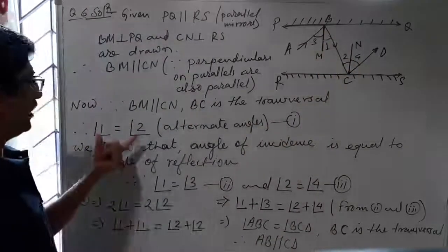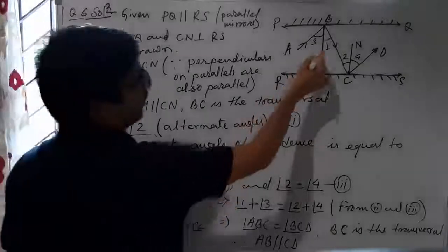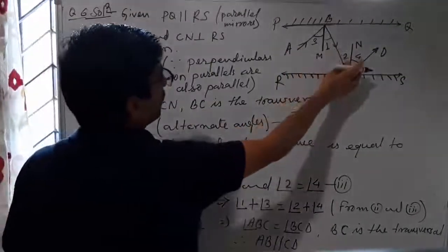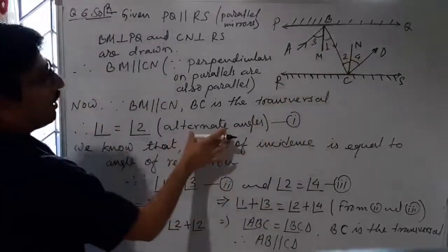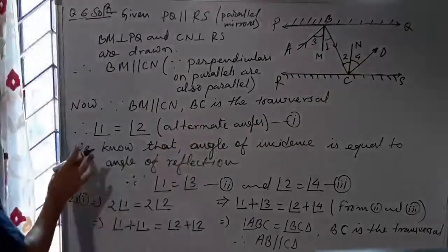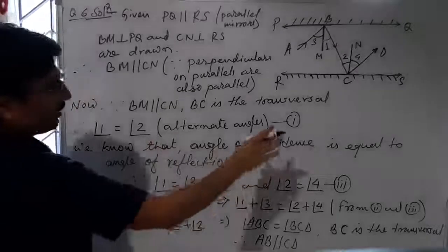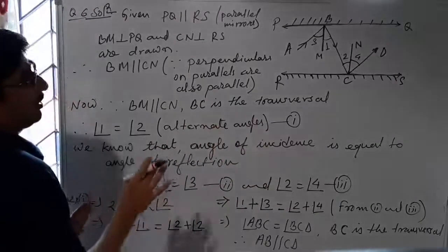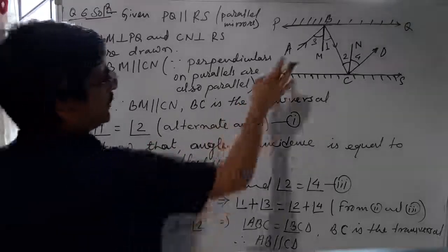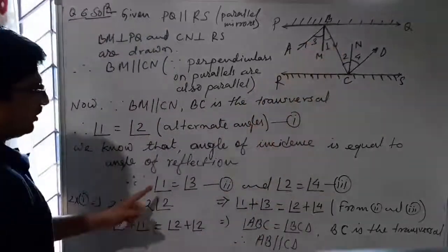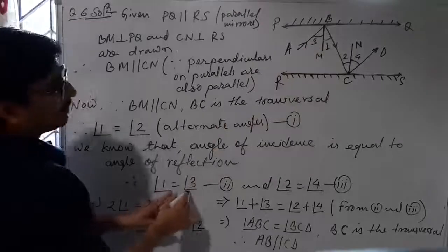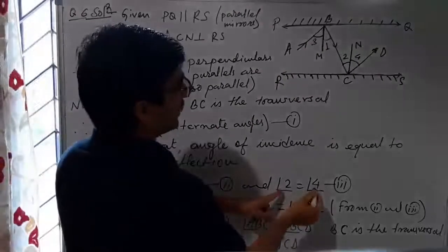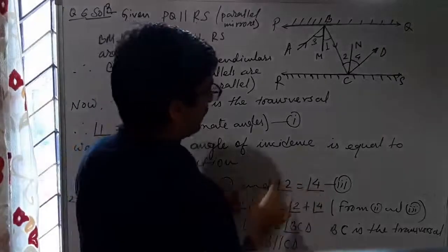Alternate angles: angle 1 equals angle 2. I have labeled them 1 and 2 so it will be easy for you to understand. We know that angle of incidence equals angle of reflection. According to the law of reflection, at B, angle 1 equals angle 3, and at C, angle 2 equals angle 4.